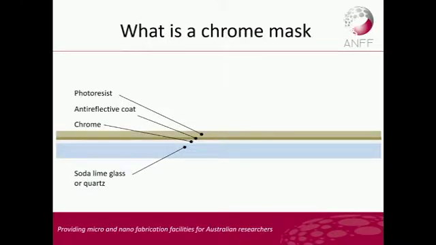So this is what a chrome mask looks like. Yours has been developed, so there's no photoresist on yours, but generally we get them with a layer of photoresist, and Elliot will go through later what photoresist is. There's an anti-reflective coat on top of the chrome, which is the brown layer that you see, and then we have soda-lime glass or quartz. Okay.